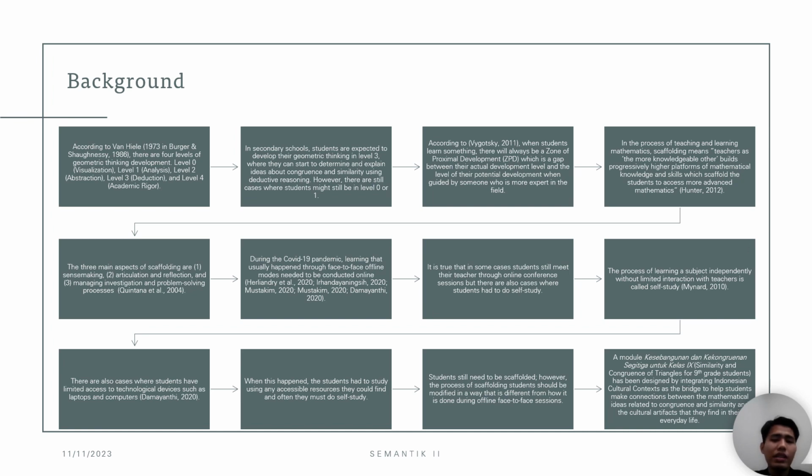However, the process of scaffolding itself should be modified in a way that is different from how it is done during offline face-to-face sessions. So finally, the module of kesebangunan dan kongruenan segitiga untuk kelas 9, or the module of similarity and congruency of triangles for 9th grade students, has been designed by integrating Indonesian cultural context as the bridge to help students make connections between the mathematical ideas related to congruence and similarity, and also the cultural artifacts that they find in their everyday life.